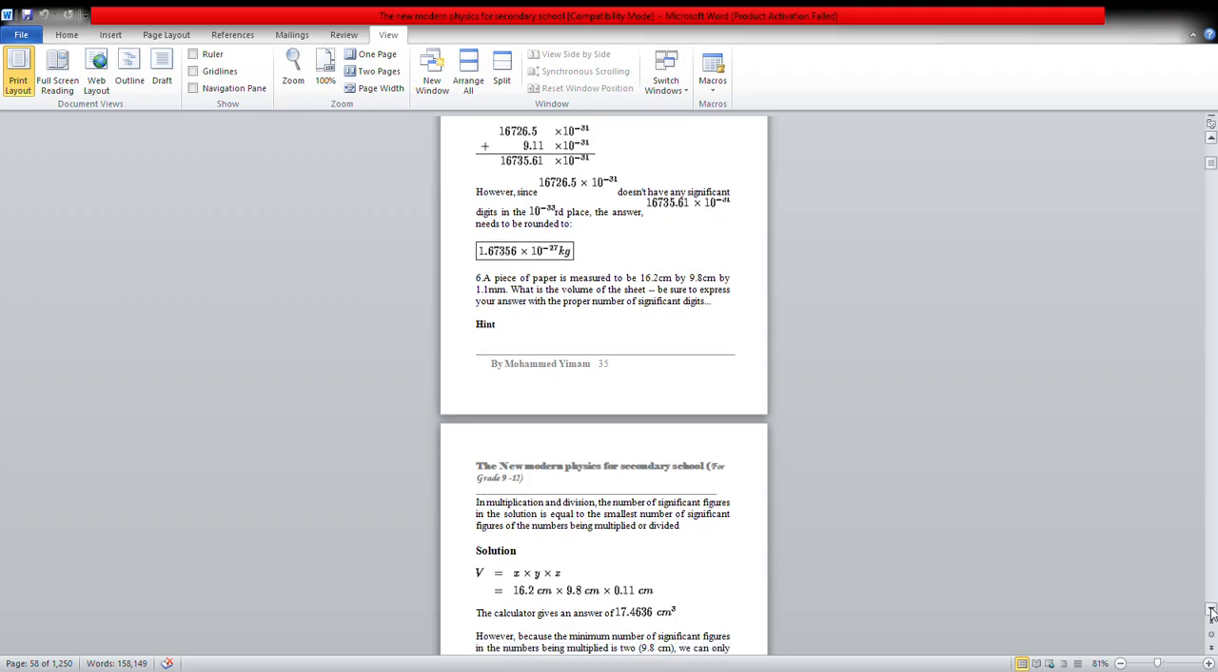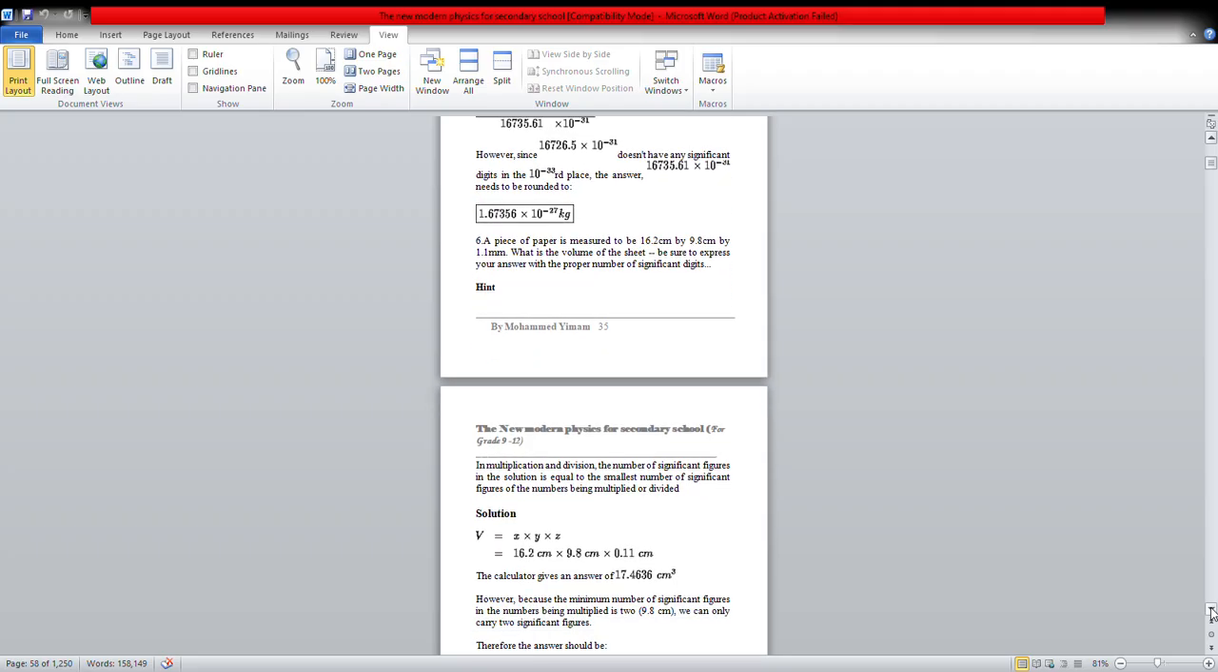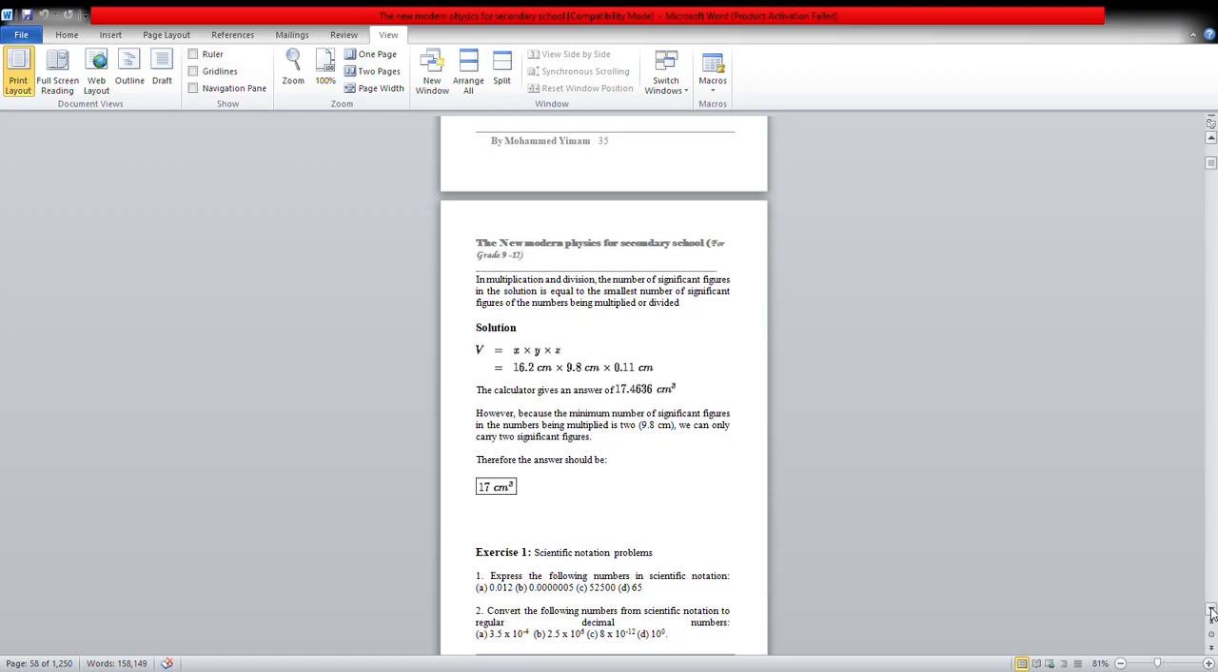Number 6. A piece of paper is measured to be 16.2 centimeter by 9.8 centimeter by 1.1 millimeter. What is the volume of the sheet? Be sure to express your answer with the proper number of significant digits. Hint: in multiplication and division, the number of significant figures in the solution is equal to the smallest number of significant figures of the numbers being multiplied or divided.